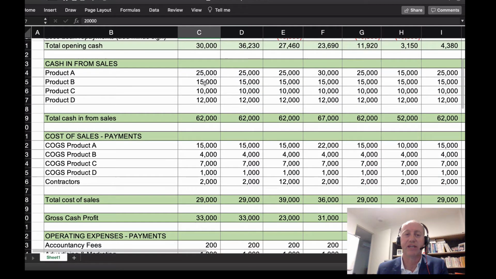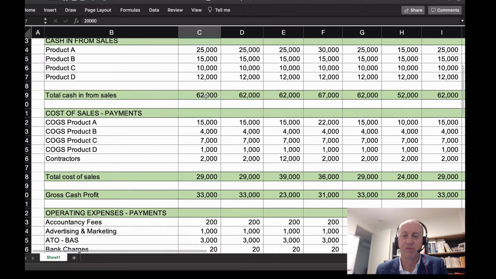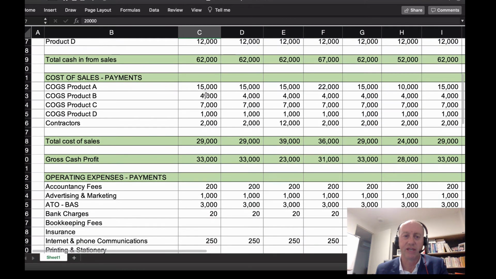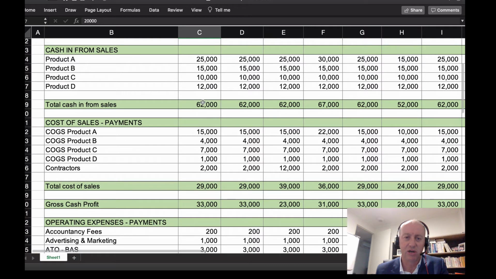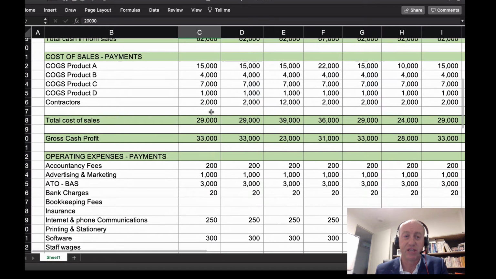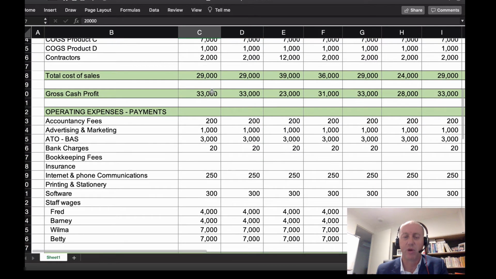From there, we look at our cash in from sales. I keep these relatively simple in terms of product listings. I would urge you to try and keep your cash flow statement as simple as you can. You then see what your total cash in is from sales. Now, don't confuse profit and loss accrual with cash flow. If the money is coming in that month, in this particular case it's July, if the money is in July, that's your cash in from sales. Same with payments. If the money is going out in July, that's your cost of sales payments. And that gives you a gross cash profit.